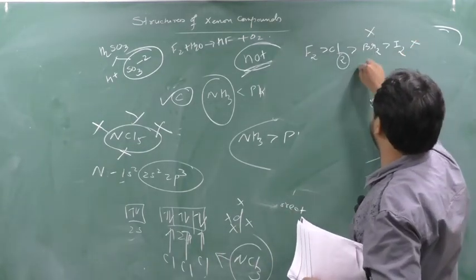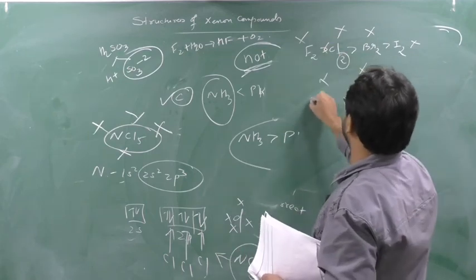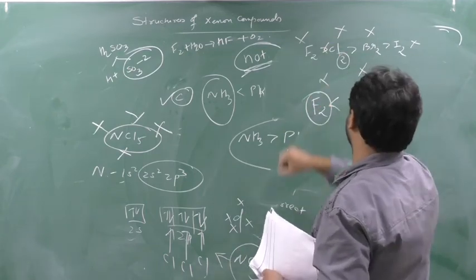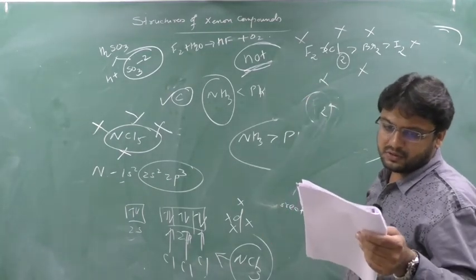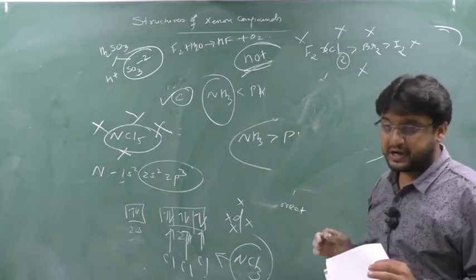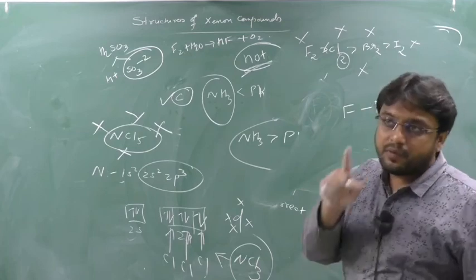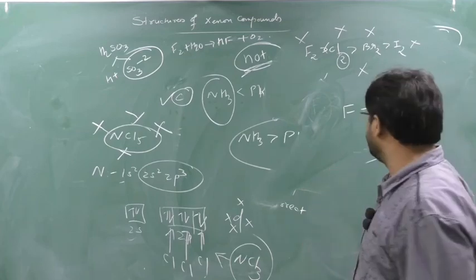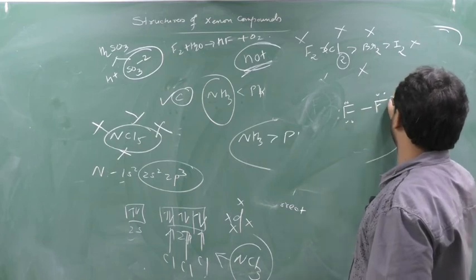Why wrong answer, I will tell you. Because actually the series is like this, fluorine is the weakest. You have to understand fluorine. Fluorine has the weakest oxidizing power and less bond dissociation energy. Why? Fluorine will have less bond dissociation energy because of the lone pairs, 1, 2, 3, 4, 5, 6, 7, 8.